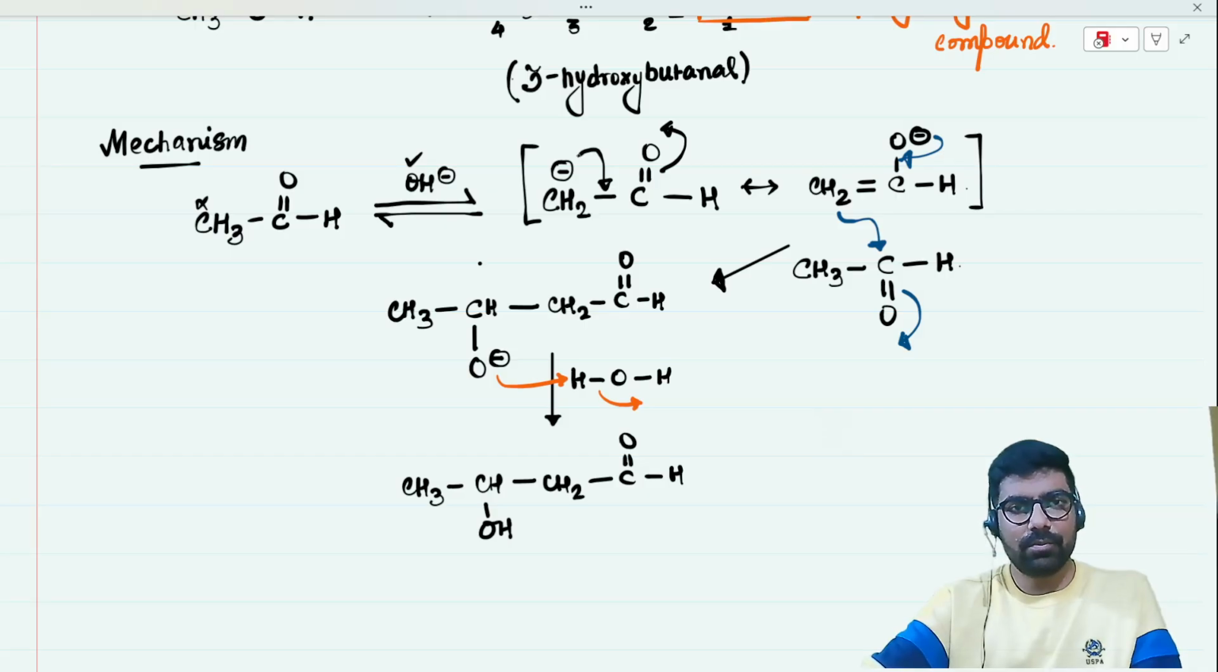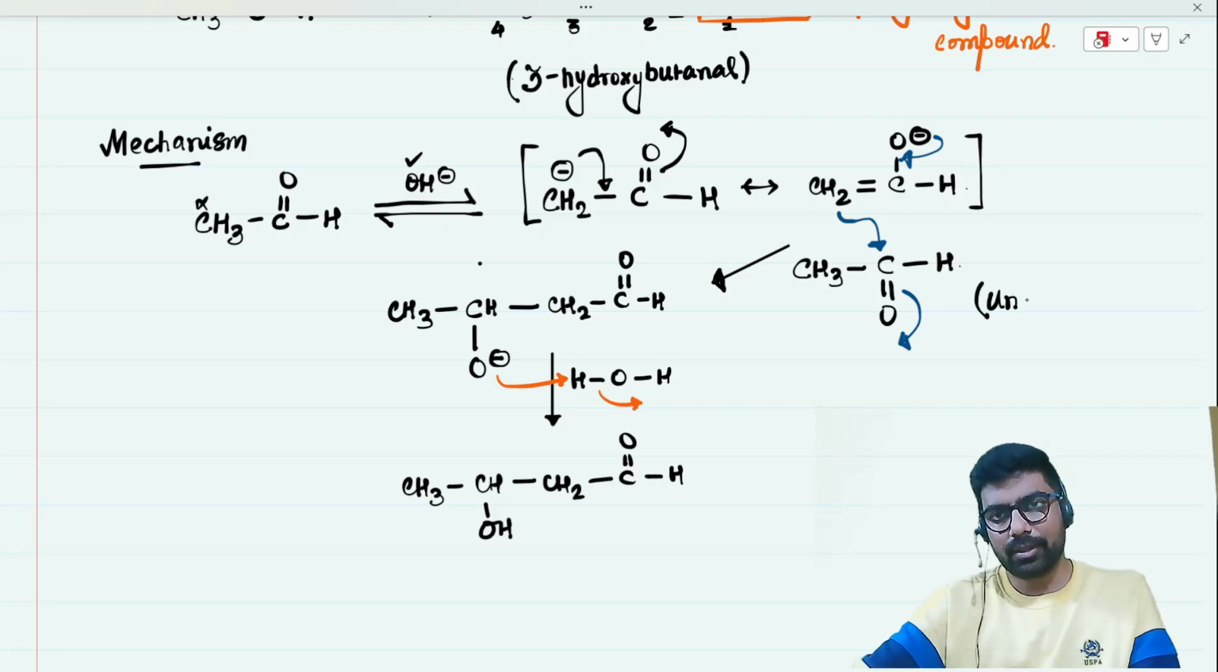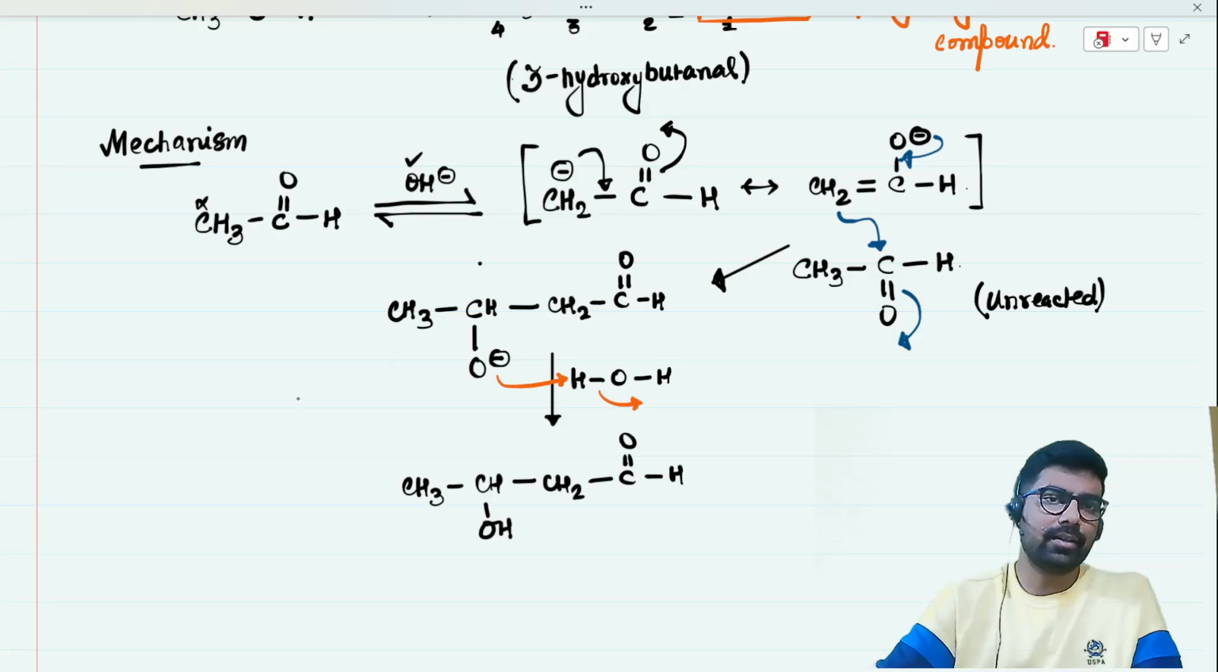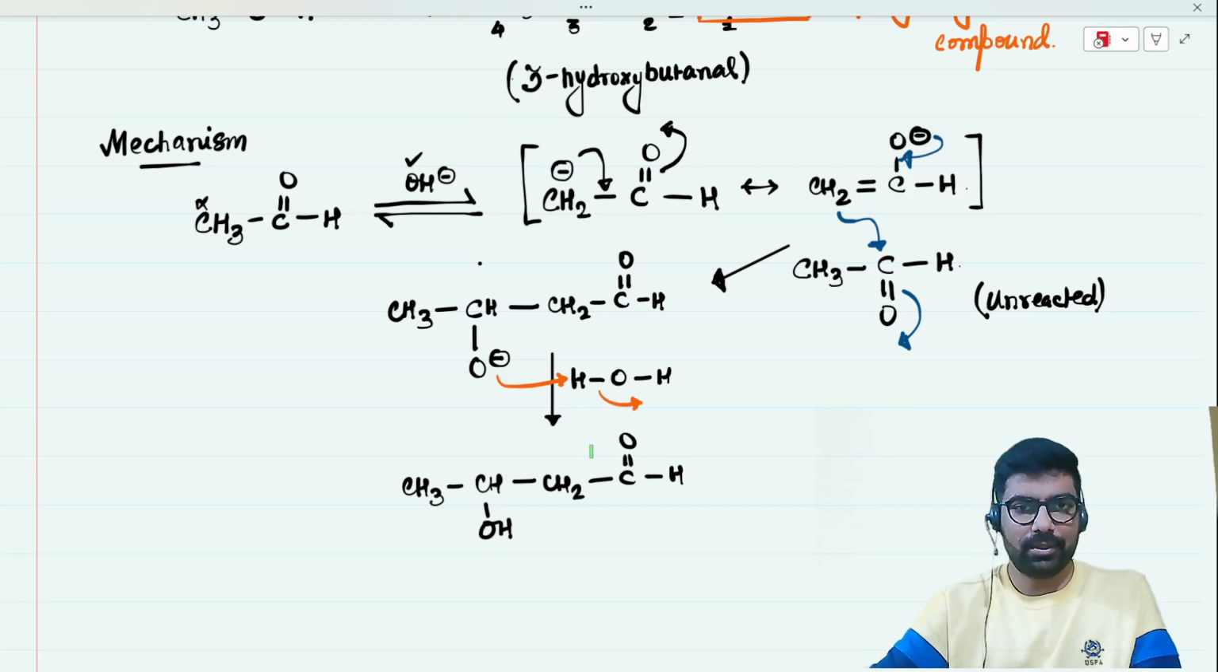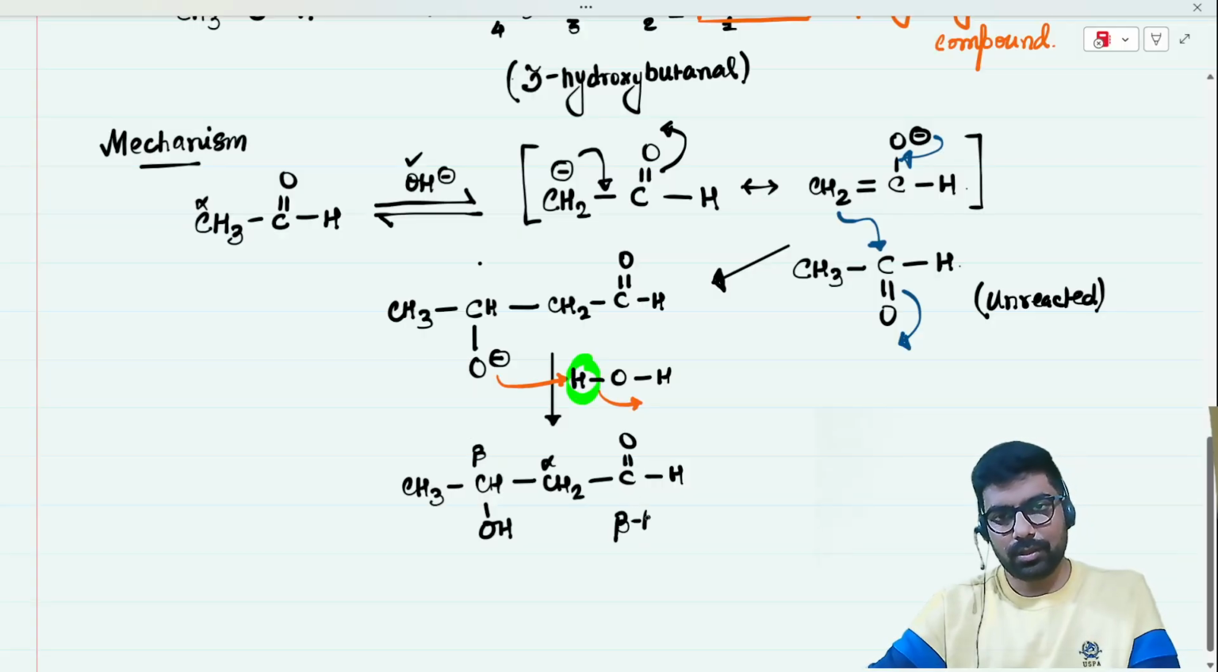So this CH2 minus will push back, and O minus will be formed. Then O minus will push back, and this will react with the unreacted acetaldehyde molecule, thus undergoing condensation reaction. At the end, the O minus will take H plus from the water that is present in the reaction medium, and OH will be eliminated. So what we are getting, this is my functional group, this is my alpha carbon, this is my beta carbon. So beta hydroxy carbonyl compound.